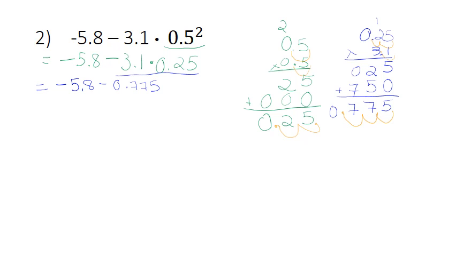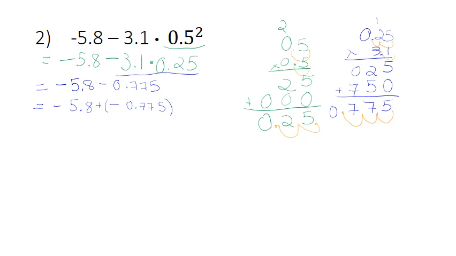Alright, now I have subtraction and it's my only operation left. We are subtracting with integers. Now I hope you remember that subtracting with integers is the same as adding the opposite. So what I'm going to do here is rewrite this as an addition question where I'm adding the opposite. So this is equal to negative 5.8 plus negative 0.775. I'm going to add my brackets here to make it grammatically correct.